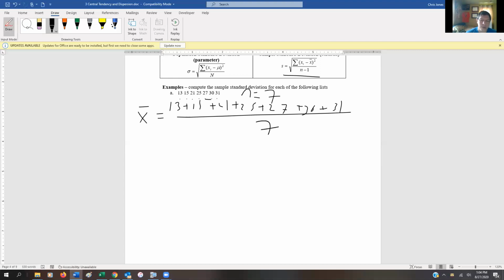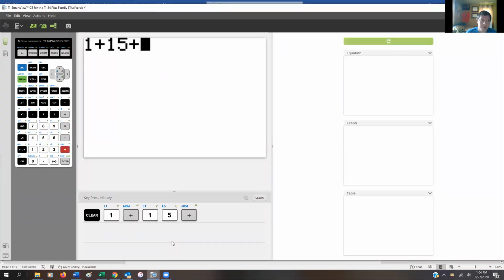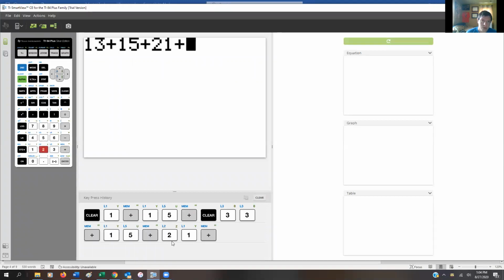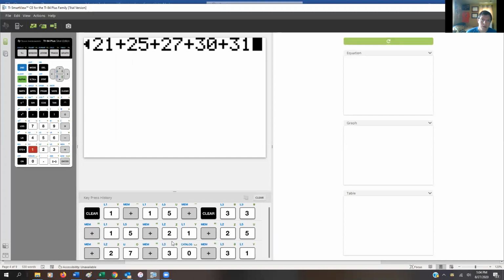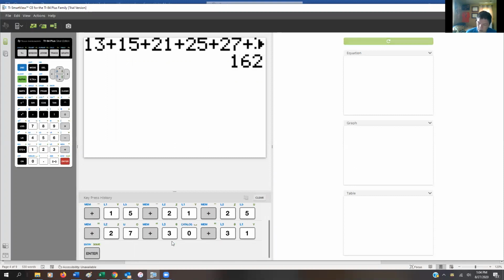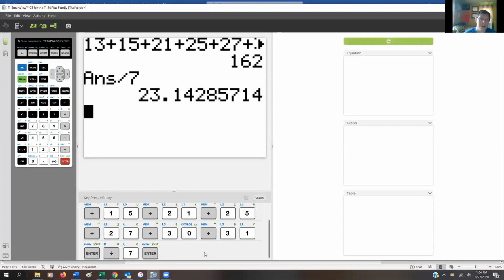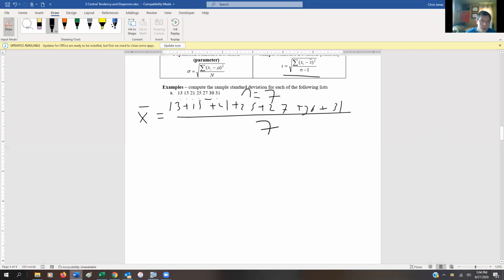We're going to use our calculator to do that. All right. So that's going to be 13 plus 15, and we end up with 162. We're going to take that answer, divide it by 7, and we end up with 23.143 as our mean for the sample. All right, so just to make sure we understand how we got that, that's 162 divided by 7, which was 23.143. All right, so that's step one.